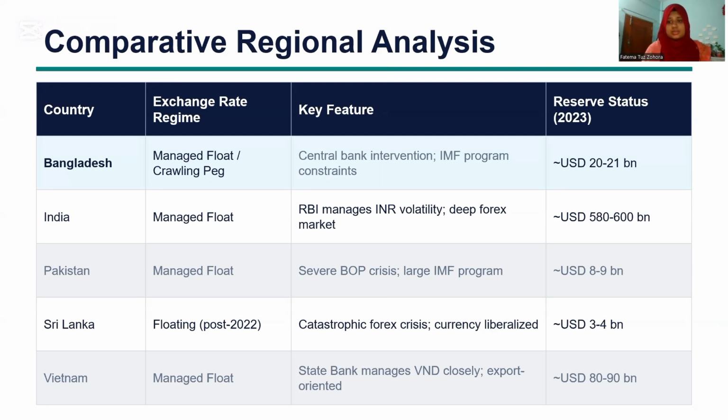580 to 600 billion. Pakistan: managed float, severe BOP crisis, large IMF program, and USD 8 to 9 billion. Sri Lanka: floating post-2022 after a catastrophic forex crisis, currency liberalized, USD 3 to 4 billion. Vietnam: managed float, state bank manages the dong closely, export oriented, and USD 80 to 90 billion.